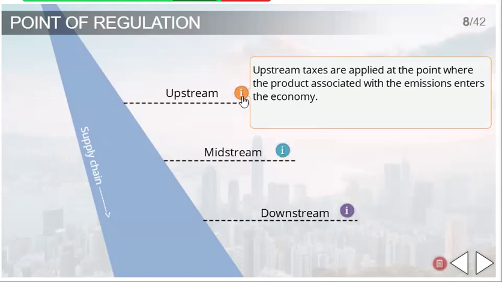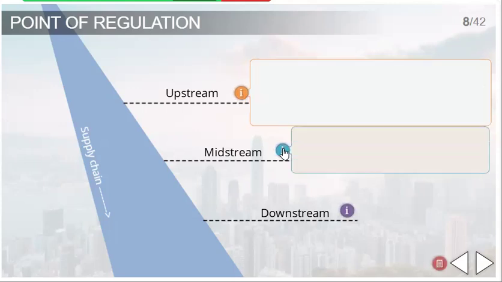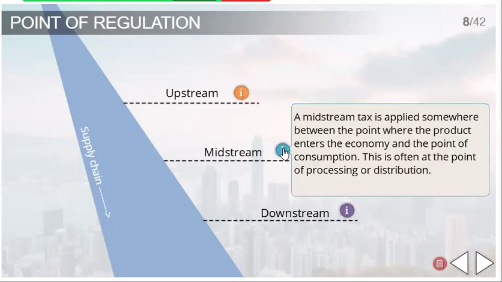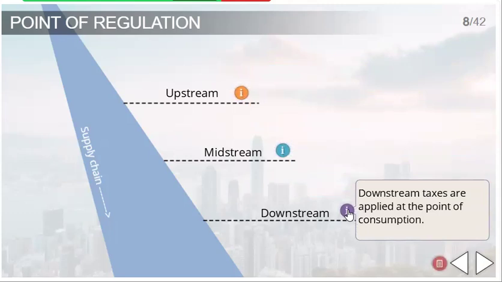Upstream taxes are applied at the point where the product associated with the emissions enters the economy. A midstream tax is applied somewhere between the point where the product enters the economy and the point of consumption. This is often at the point of processing or distribution. And downstream taxes are applied at the point of consumption.